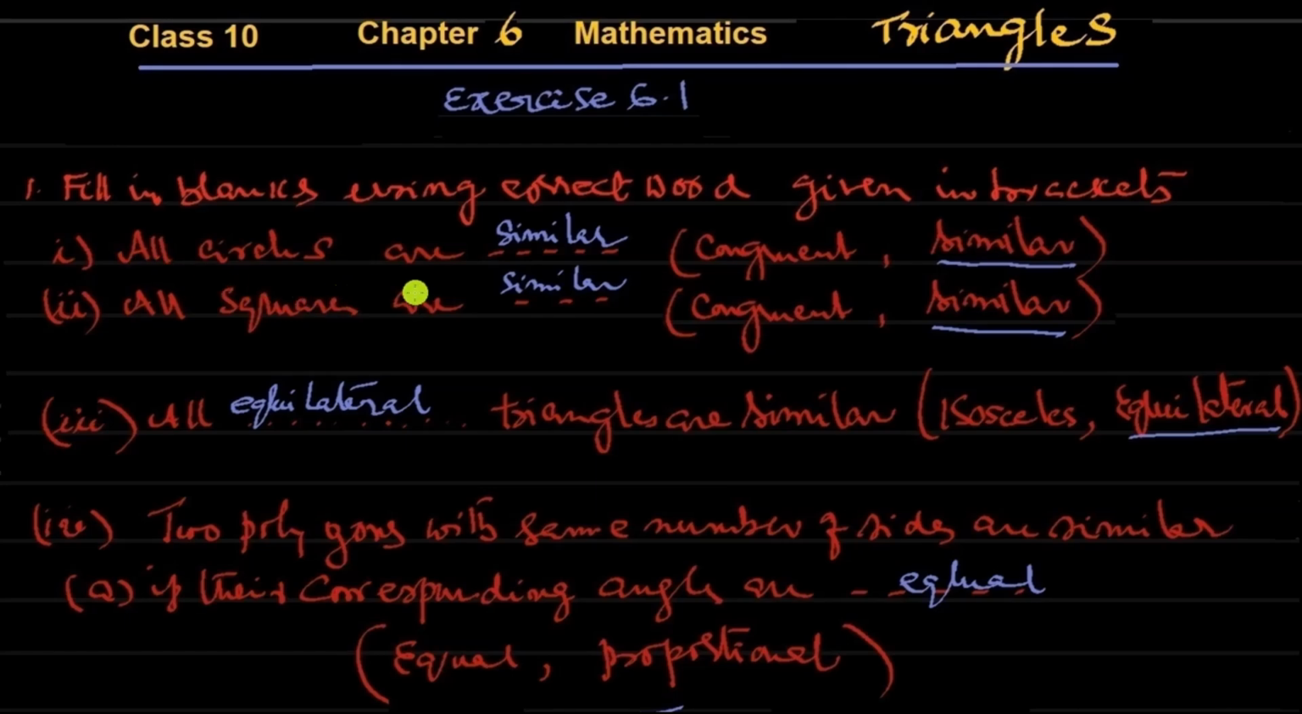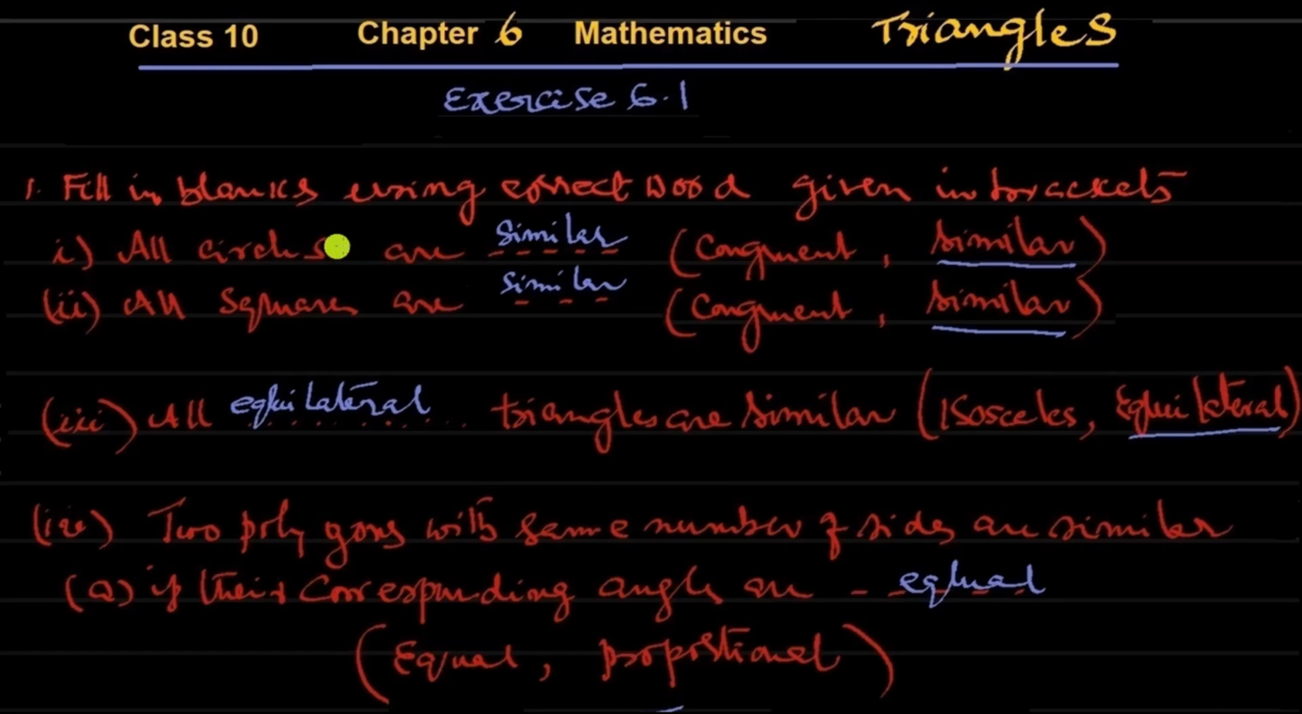All circles are dash: congruent or similar. They are similar. All circles are similar because all circles are in round shape. So he is telling you about congruency and similarity. Congruency means exactly equal. Similar means shape is same. Okay. All circles are similar.